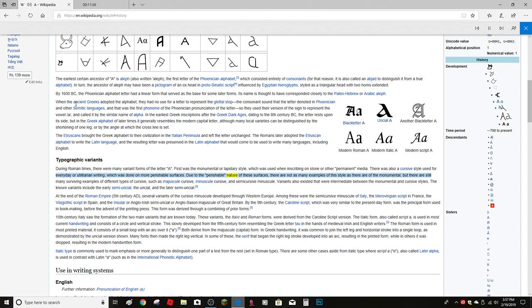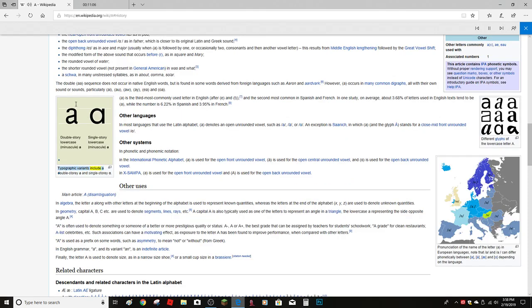Due to the perishable nature of these surfaces, there are not as many examples of this style as there are of the monumental, but there are still many surviving examples of different types of cursive, such as majuscule cursive, minuscule cursive, and semicursive minuscule. Variants also existed that were intermediate between the monumental and cursive styles. The known variants include the early semi-uncial, the uncial, and the later semi-uncial. Typographic variants include a double story a and single story a.